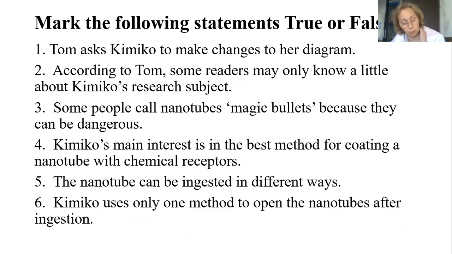So, Duman, what do you think of the first statement here? Read it. True. Tom asks Kimiko to make changes to her diagram. Kimiko is the PhD student, and Tom is her academic supervisor, academic advisor. They are different characters actually. In every class we have different students.